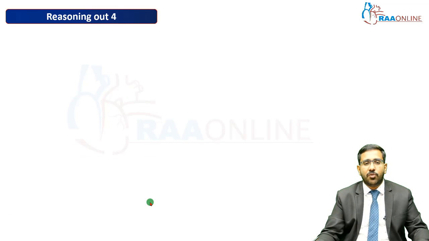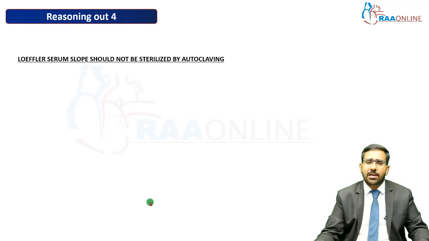So with this, we will move on to reasoning out number 4. Low flour serum slope should not be sterilized by autoclaving. Any culture medium which is going to contain sugar or antibiotics or anything like an egg, we are not going to do the autoclave process. If you autoclave, there is going to be decomposition or degradation of the particular amino acid or protein, and there is also going to be production of toxic byproduct which is going to harm the particular organisms.